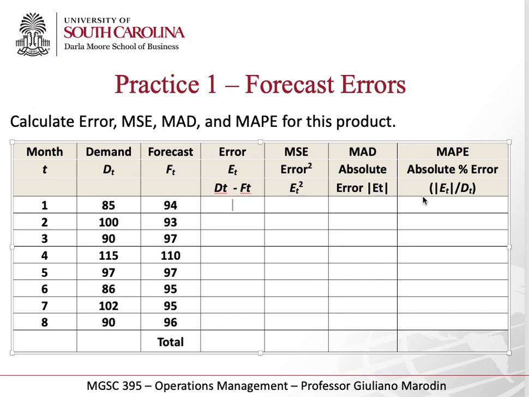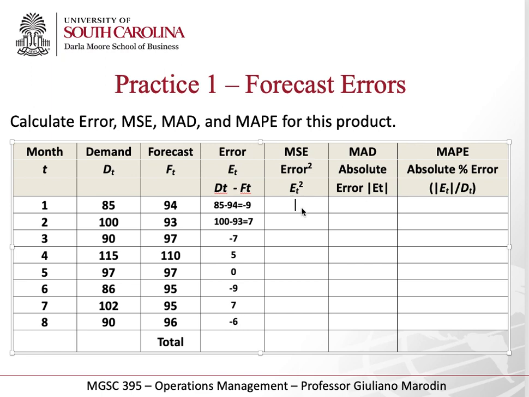So demand minus forecast will be 85 minus 94, which is minus 9. And we need to do the same thing for all of them, right? So 100 minus 93 is going to be equal to 7, and so forth. So we can complete all the errors. Not a problem to have negative values here, okay?